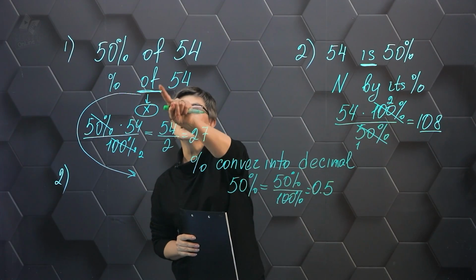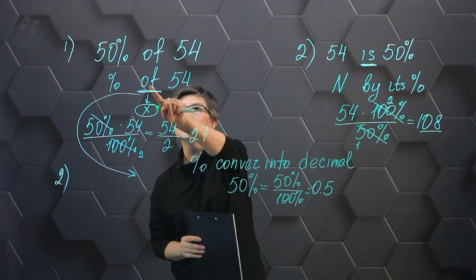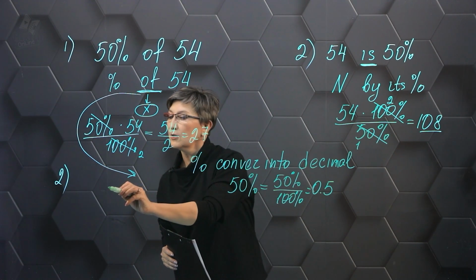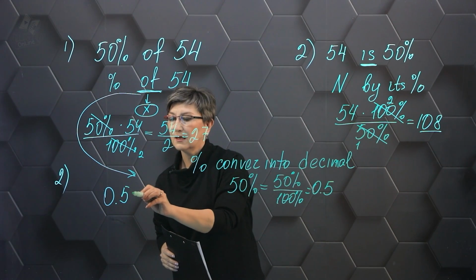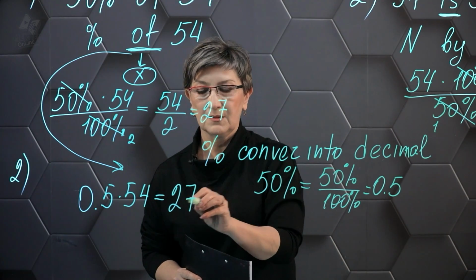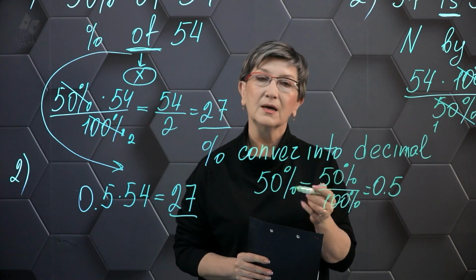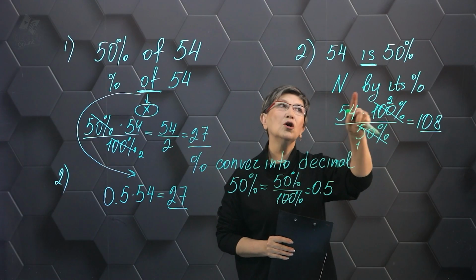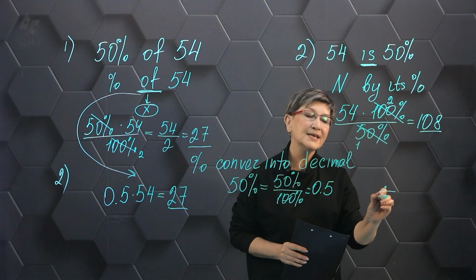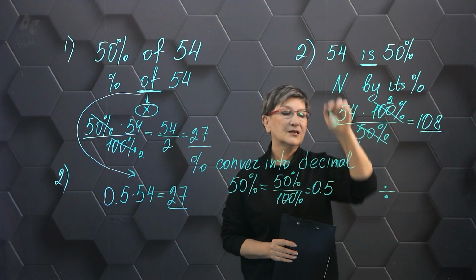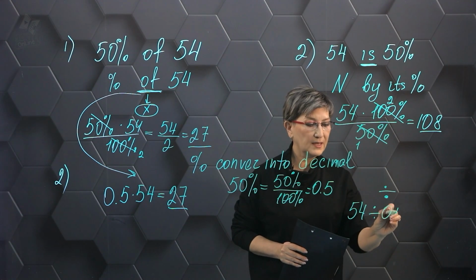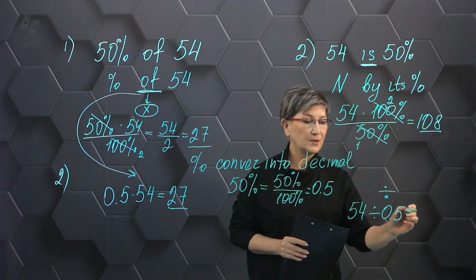Now, if we want to find the percent of a number, we multiply the decimal fraction by our number. So 0.5, five tenths. We multiply by 54 and the result is 27. The answer is the same. And if we find the number by percentages, then in this case we're going to divide 54 by 0.5, and in this case we will get 108, and the answer is the same.